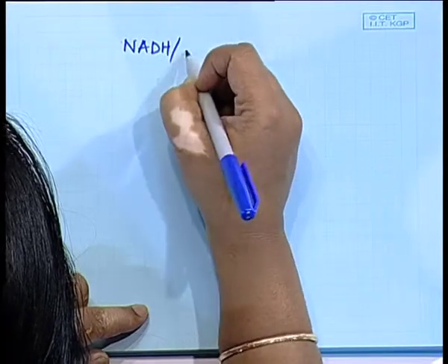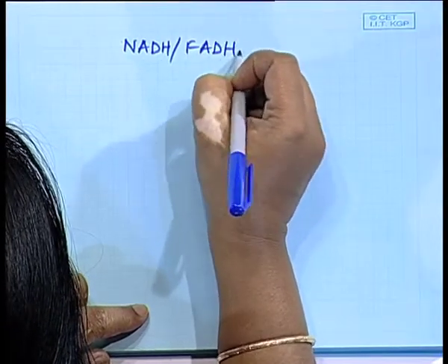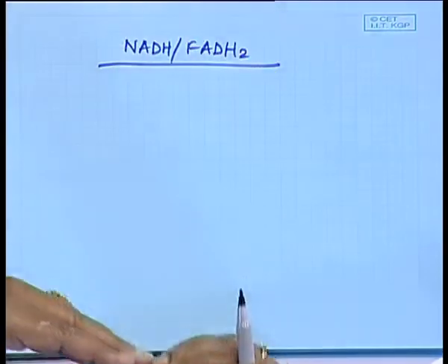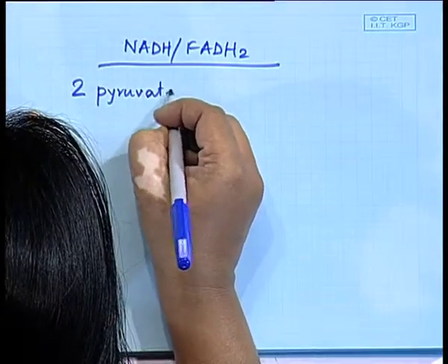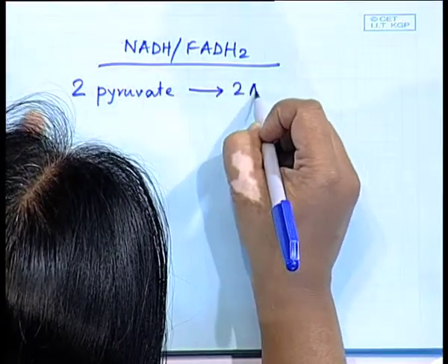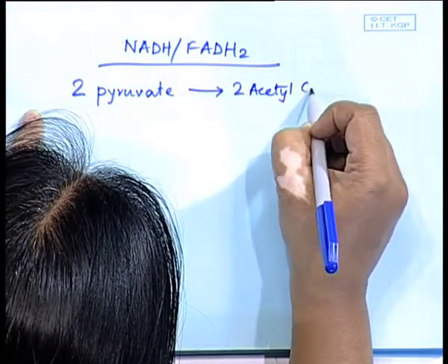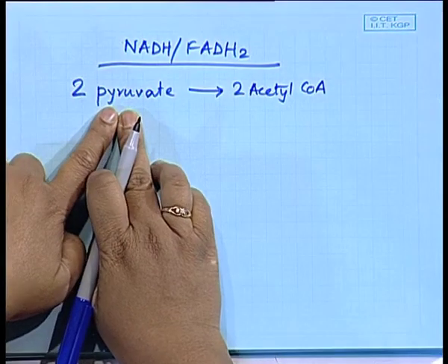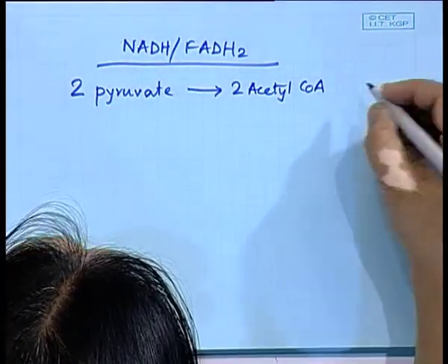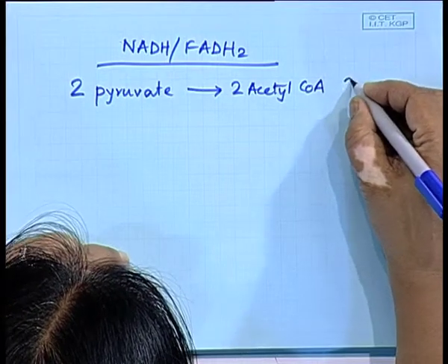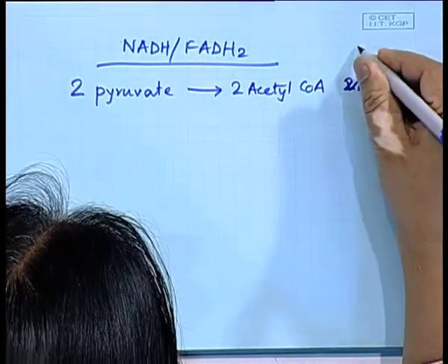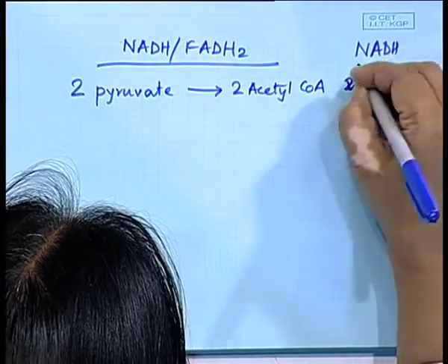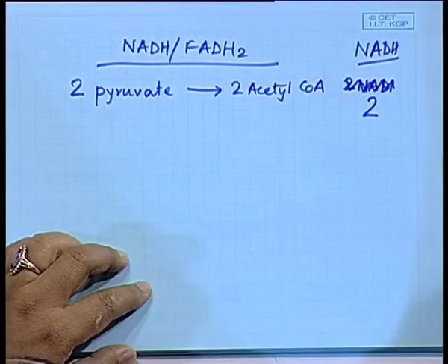So NADH and FADH2. Before we enter the Krebs cycle, we have the 2 pyruvate going to 2 acetyl CoA, because remember 2 pyruvate comes from the glucose. So how many NADH does that mean? 2 NADH. Let's write NADH here, because all are NADH except one. So we have 2, right.